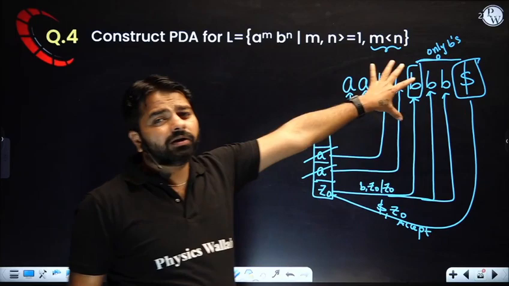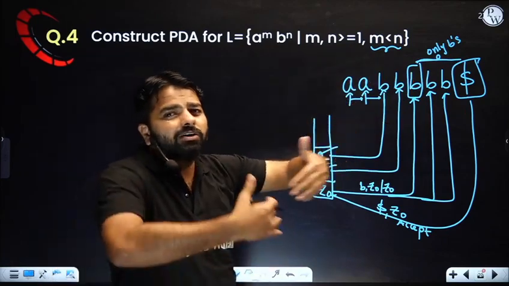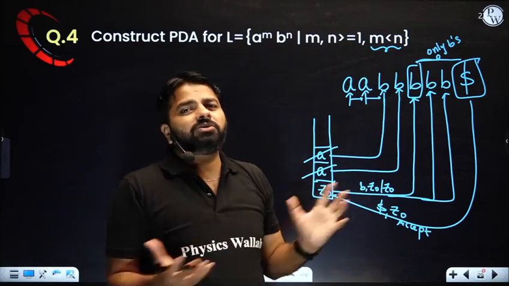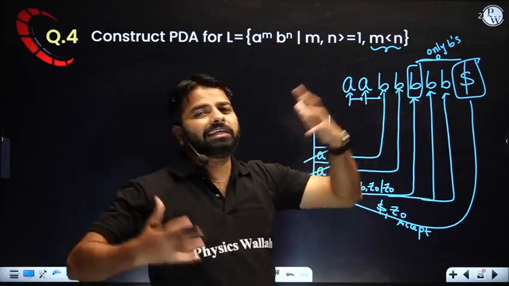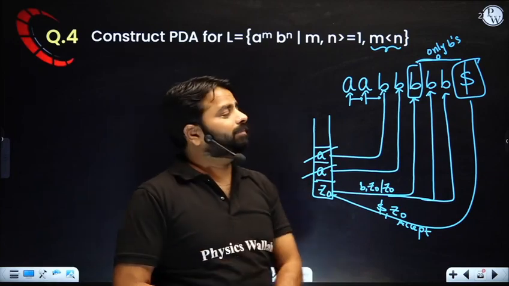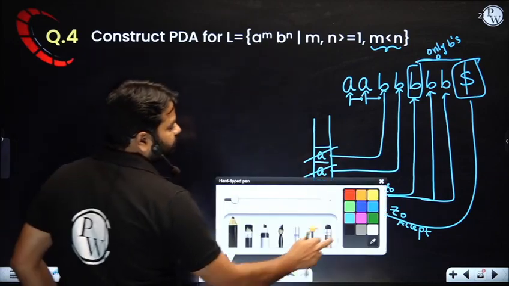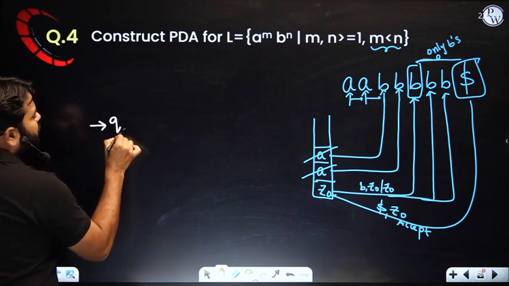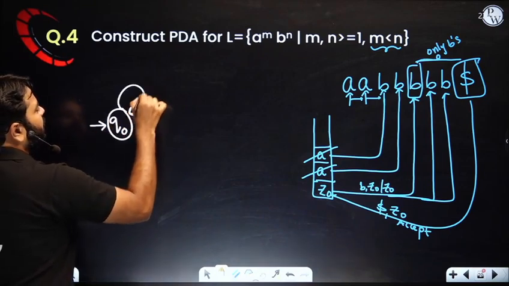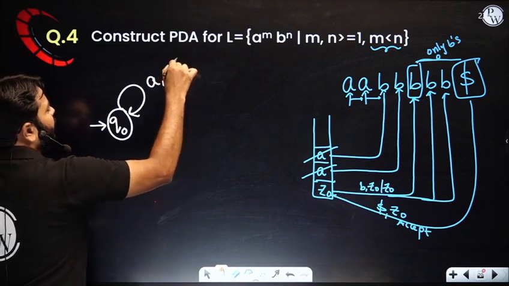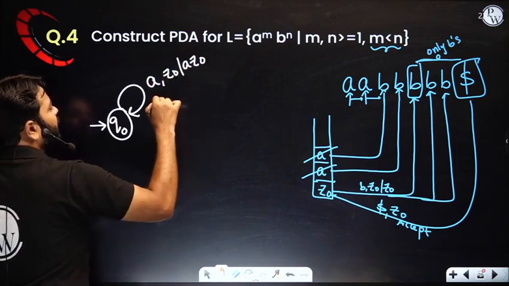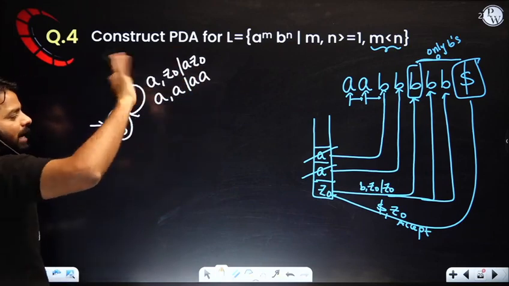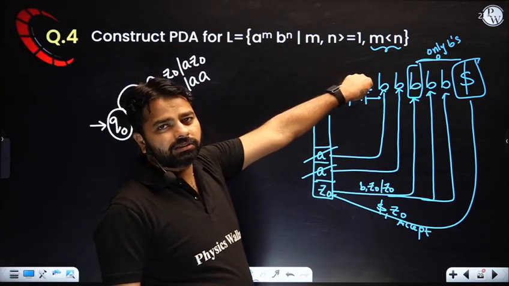This has not happened for A's more than B's. Why? Because the A's you already read were kept on the stack. So the stack will be left with A's. There's no issue. You reach the end of the input, A's left on the stack means it's proper. Okay, let's design the machine. What is the Q naught transition? Same, no change. A comma Z naught gives A Z naught. It will push the first A, and remaining all the A's you can push with the other transition. So these two transitions will help to push all the A's.